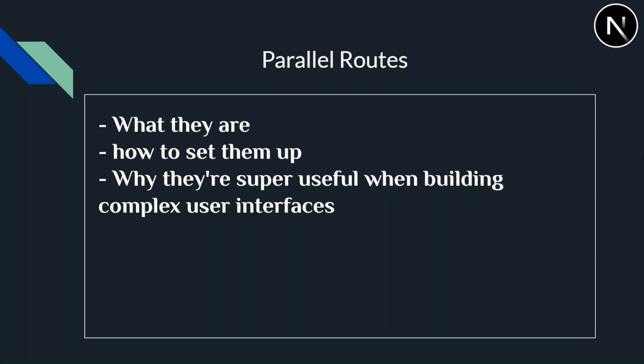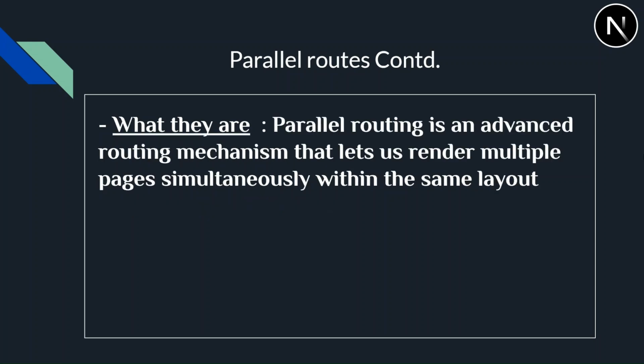What are parallel routes in Next.js? So here is a definition. Parallel routing is an advanced routing mechanism that lets us render multiple pages simultaneously within the same layout. It means that you have the same layout, but multiple pages render their data on the single same layout page.